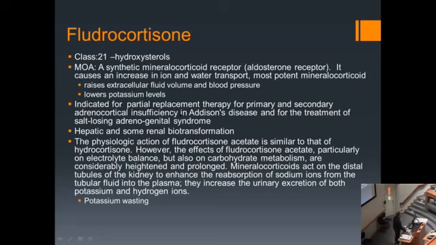Well, patients that actually have adrenal insufficiencies, like Addison's disease, and they've got a salt-losing adrenogenital syndrome. That's a component of that. It's got both hepatic and renal biotransformation, and the physiological actions are similar to that of hydrocortisone and are summarized right here.